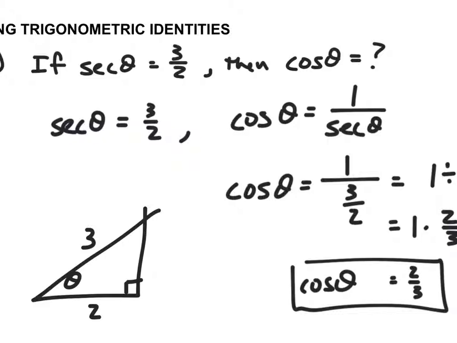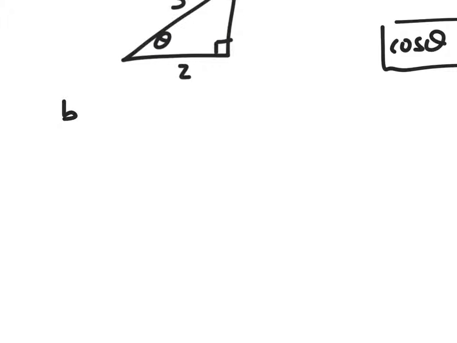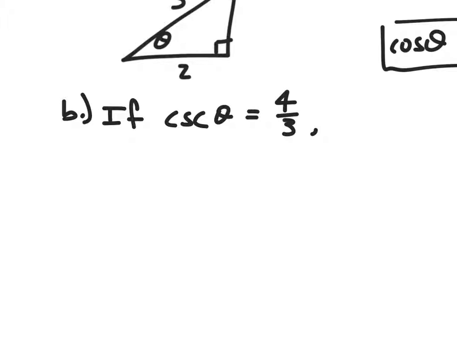All right, let's look at a different one. Let's look at part B on this. So if cosecant of theta is equal to 4/3, then tangent of theta is equal to what? All right, this one's a little bit trickier. And on this one, we could do a number of things.